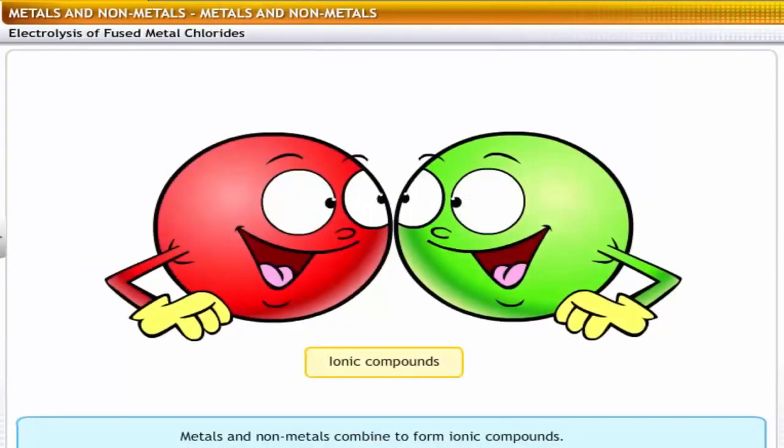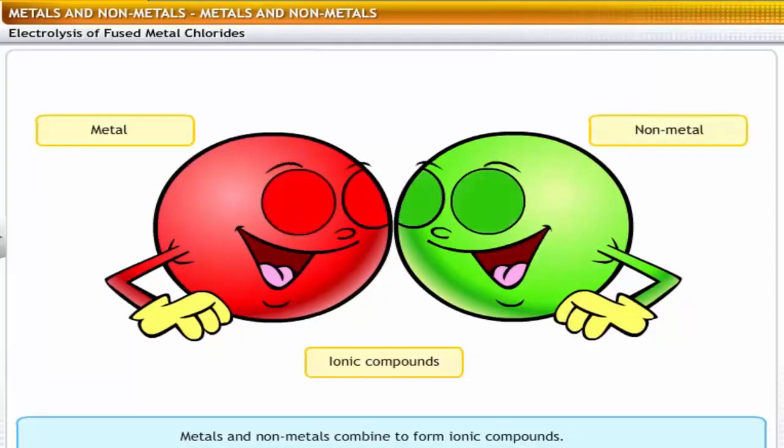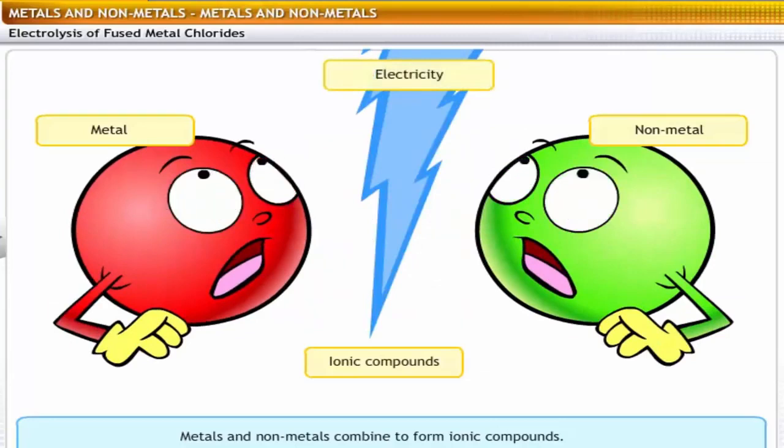In ionic compounds, the forces of attraction between the ions of metals and non-metals are very strong. Therefore, it is difficult to separate the elements in such compounds. You can overcome this force of attraction or decompose this compound by passing electricity through it. The process of decomposition of a substance by passing electricity through it is called electrolysis.